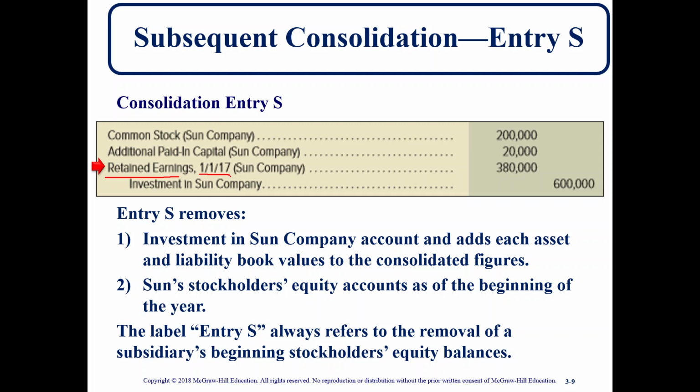In chapter 2, we were eliminating ending retained earnings as of December 31st, because the subsidiary was purchased on the last day of the year. So we didn't have to incorporate any activity for the subsidiary for that whole year because we didn't own it the whole year. We only owned it on the last day of the reporting year. But in this case, we own it for the whole year from January 1st to December 31st. And so we're going to eliminate beginning retained earnings. All right. And then we credit our investment in Sun Company.